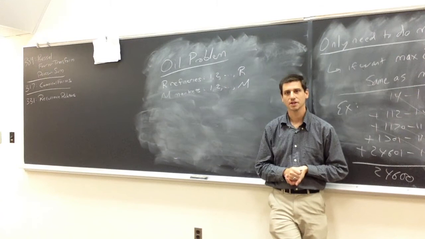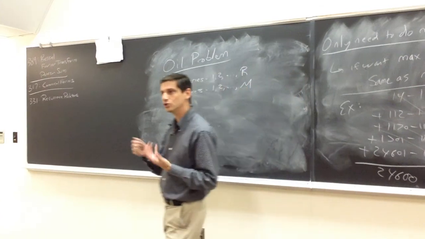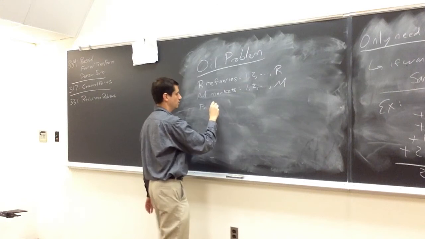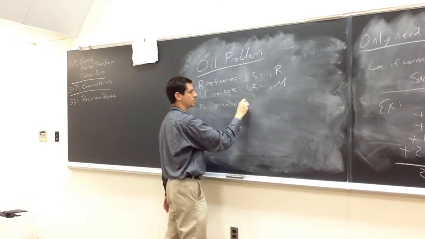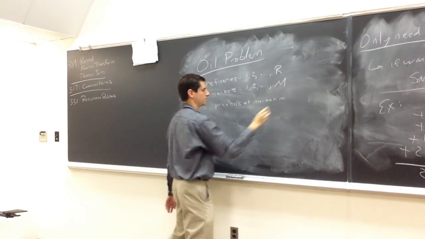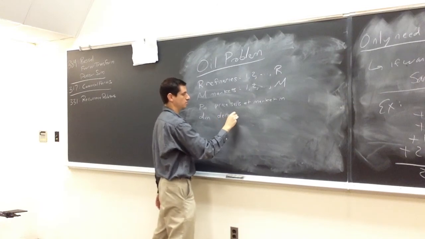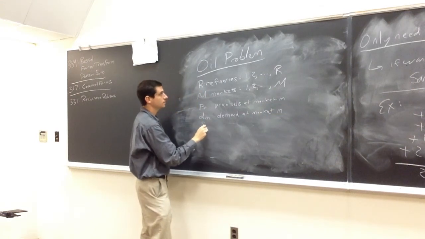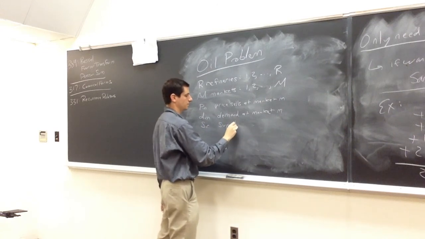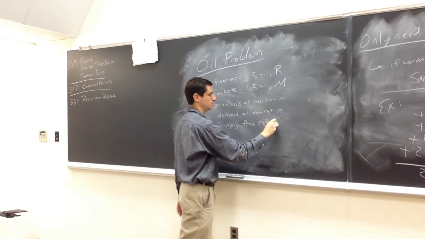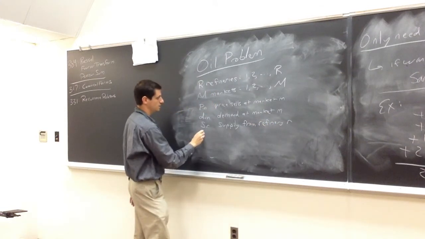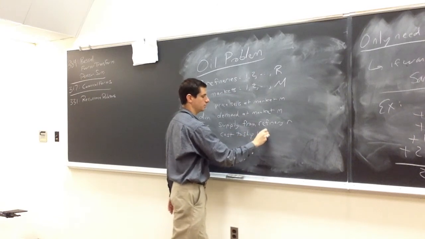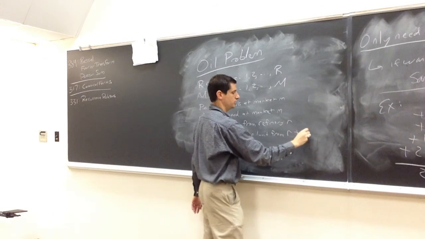How much each refinery can produce. So there's a lot of stuff that goes into just solving a problem like this. Let's start listing things. PM is the price it sells at market M. DM is the demand at market M. SR is the supply from refinery R. CRM is the cost to ship one unit from R to M.